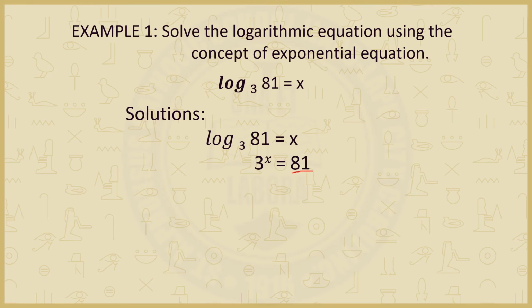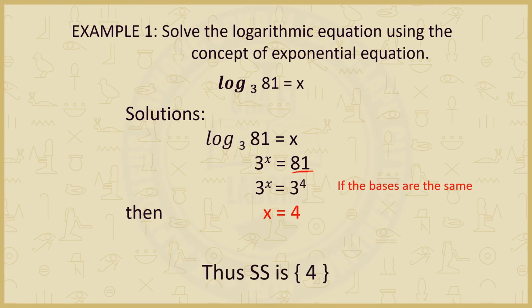Now, we are going to make this 81 into exponential form. So it will become 3 raised to 4. Why 3 raised to 4? Because when you multiply 3 by itself 4 times, the answer is 81. So our equation becomes 3 raised to x is equal to 3 raised to 4. Since the bases are the same, we are going to apply the property of equality of the exponential equation. So therefore, we have x is equal to 4 as our answer, or the solution set is 4.